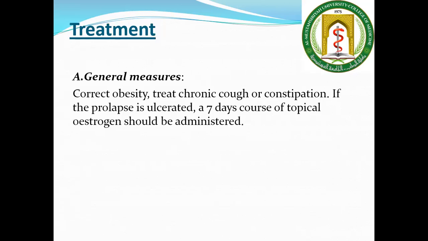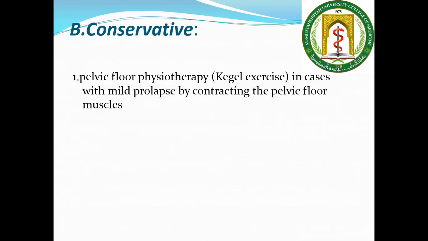The treatment: always mention the general measures at the start. The patient may be obese, she has a chronic cough, constipation. The treatment of these problems may resolve the problem. If the prolapse is ulcerated, a 7 days course of topical estrogen can be given, which allows healing of the prolapse. After correction of these general measures, because even if we treat the condition with persistence of these general problems or complaints, the condition may recur, okay?